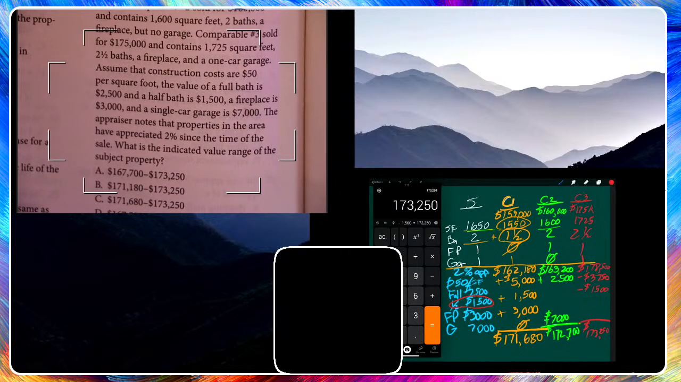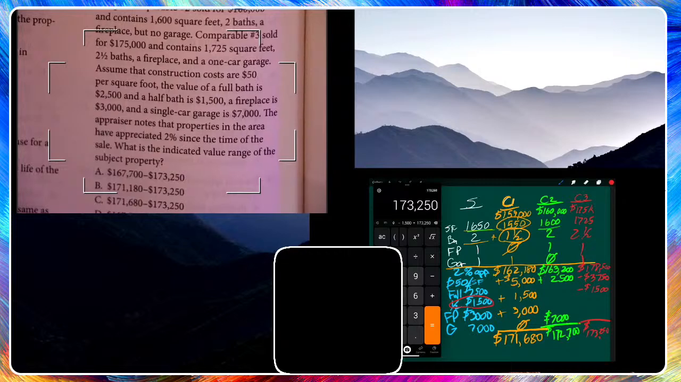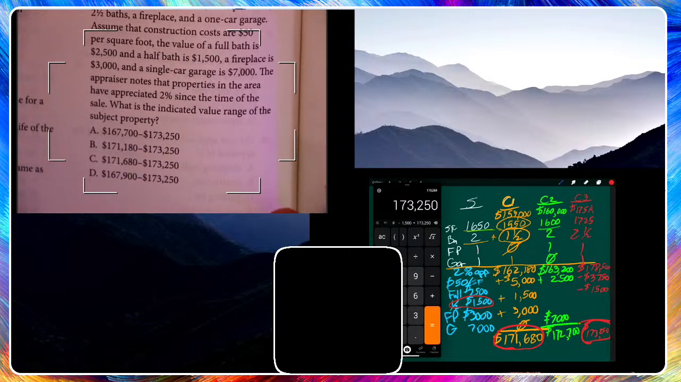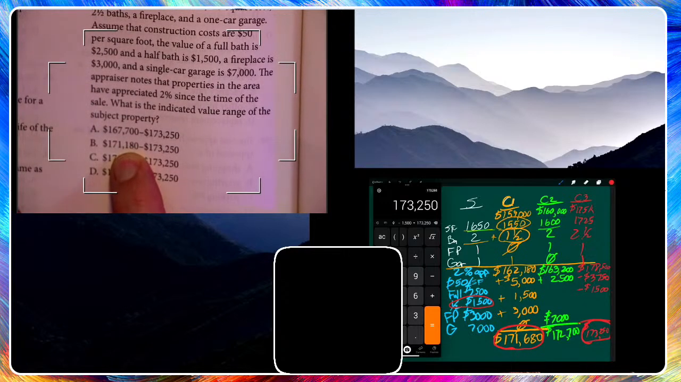So the question is asking, what is the indicated value range of the subject property? It's worth a selling price somewhere between 171,680 and 173,250. Is there an answer choice reflecting that? And there is. However, the book says that's not the right answer, and it's because the book goes back and handles baths on comp 1 differently.